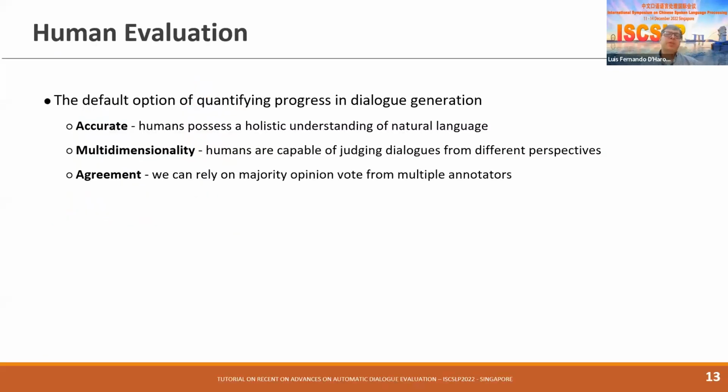Okay, then let's move into how we measure progress. We have mentioned that we have different ways to evaluate. Humans are the most reliable and important way to evaluate dialogue systems, because humans provide accurate evaluation, as they holistically understand the dialogues. They also evaluate multiple dimensions, different perspectives of the same thing. And at the end, we can also agree across different annotators on a majority opinion.